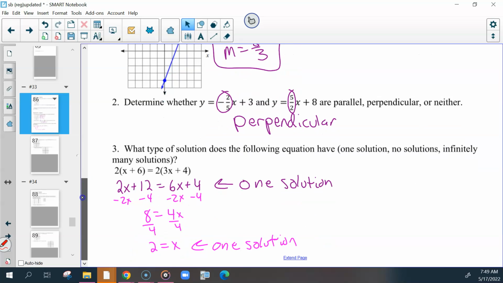For number 3, you have to determine the number of solutions this equation has. If you start solving or you distribute and you get this, and you see that you have different coefficients and constants, you'll get one solution. You could also keep solving it and actually get that solution. Do we have any questions on these 3?